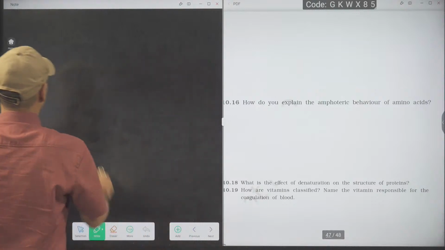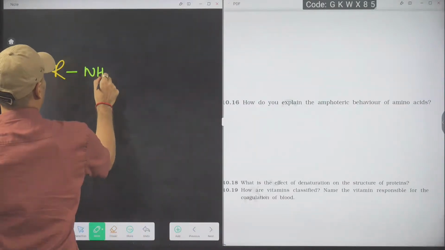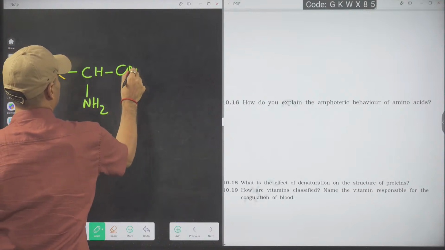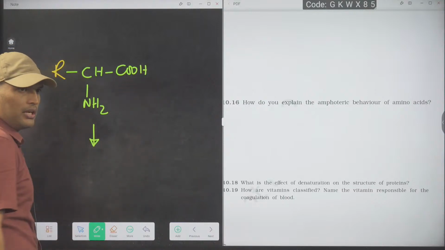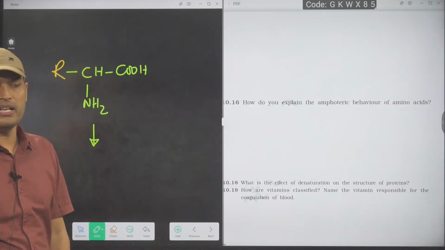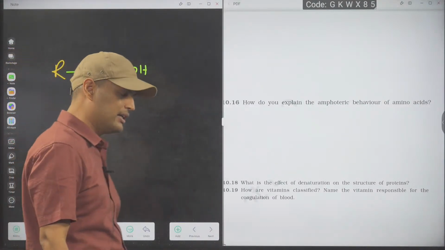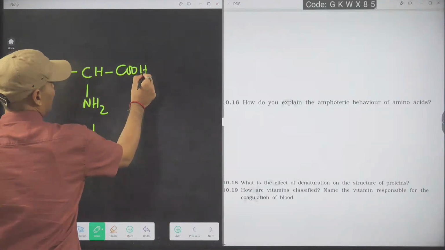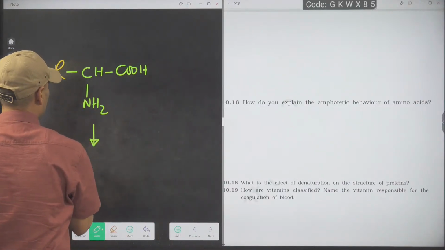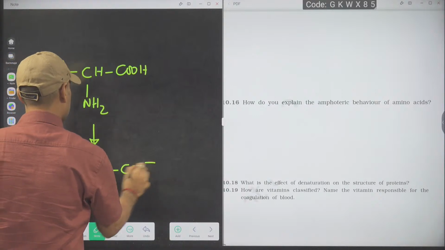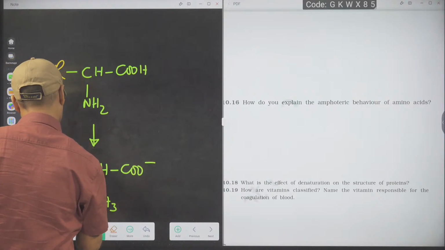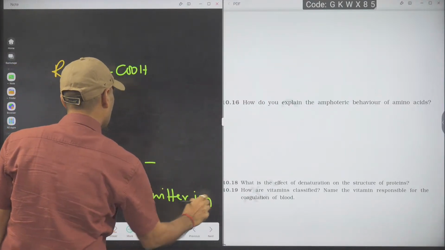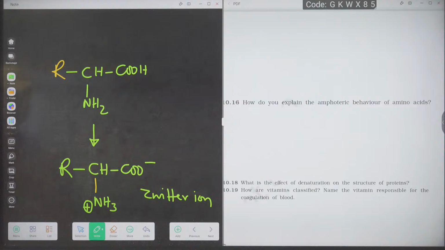Amphoteric nature. You know amino acid, you can write amino acid. Now in solution, it remains in the form of salt. They have written in NCERT that in aqueous medium it behaves as a salt. How salt? This will give H plus, this will take H plus. So it will remain as this. This is known as Zwitter ion.